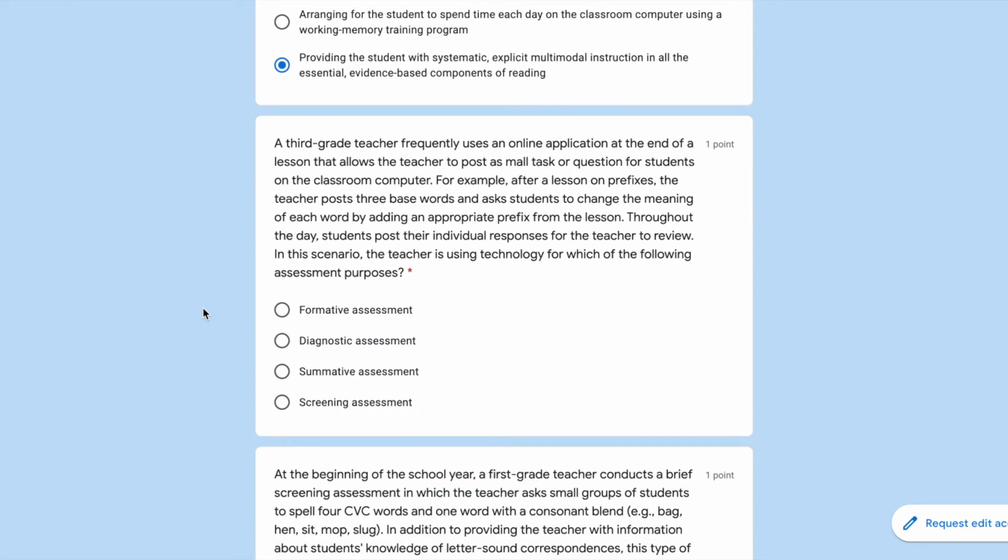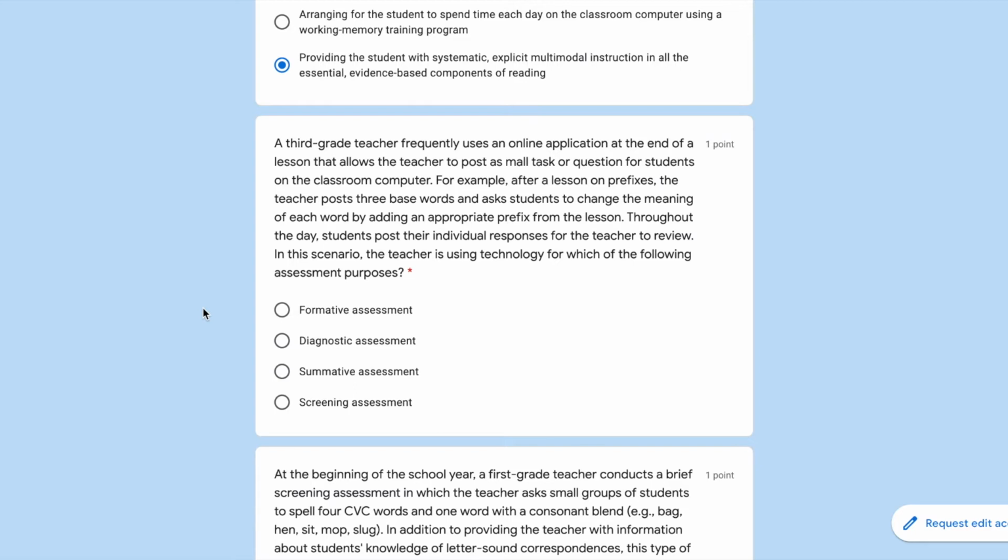Number 3, a third grade teacher frequently uses an online application at the end of a lesson that allows the teacher to post a small task or question for students on the classroom computer. For example, after a lesson on prefixes, the teacher posts 3 base words and asks students to change the meaning of each word by adding an appropriate prefix from the lesson. Throughout the day, students post their individual responses for the teacher to review. In this scenario, the teacher is using technology for which of the following assessment purposes?